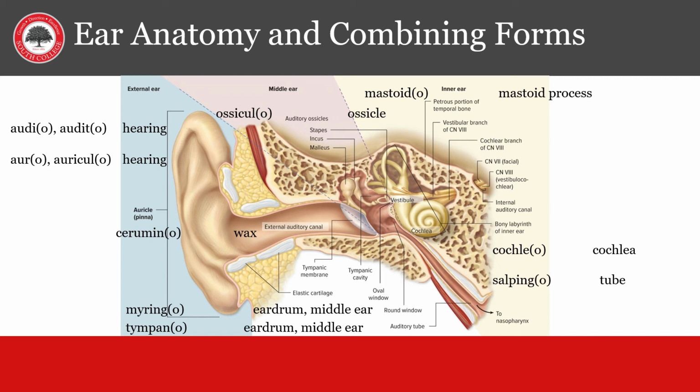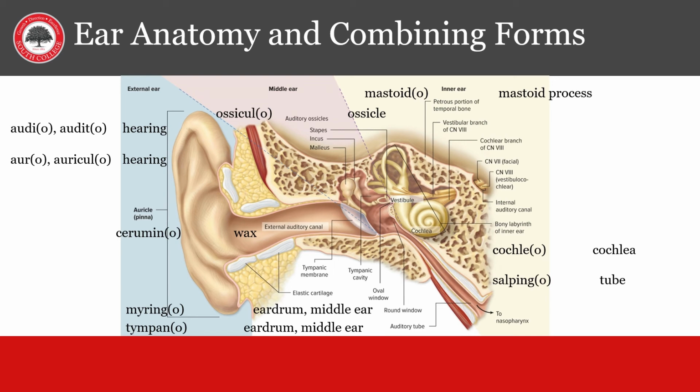Audio, audito, oro, and auriculo all refer to hearing. Ossiculo refers to the ossicles. Mastoido refers to the mastoid process, which is not shown here, but is posterior and inferior to the ear and is part of the temporal bone. Cochleo refers to the cochlea.